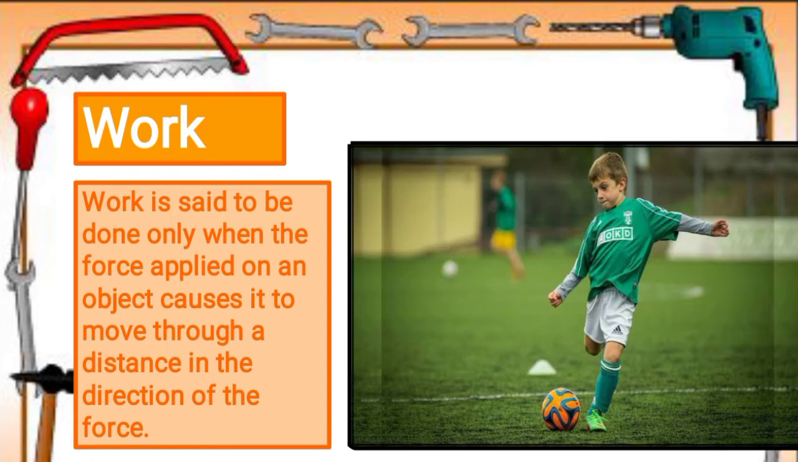Work is used to describe a lot of activities in everyday life. But in science, however, the word work has a very specific meaning. Work is said to be done only when the force applied on an object causes it to move through a distance and in direction of the force. However, work is also said to be done when the force applied on the object causes a change in the shape or size of the object.